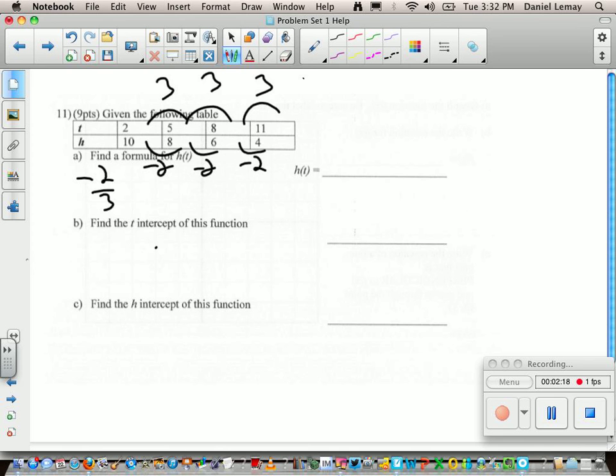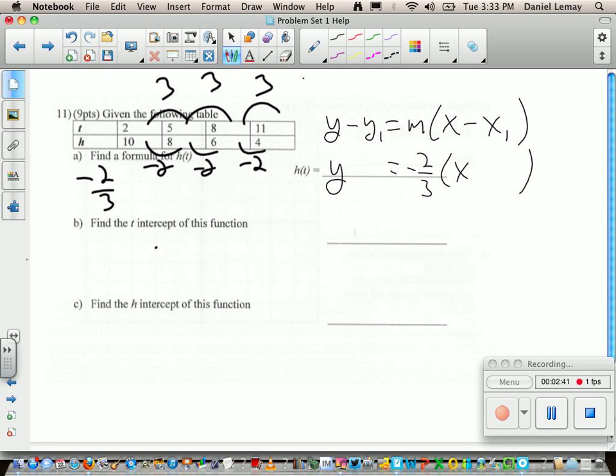Now, in the problem set I'm making you do this in point slope form. So we know point slope form is y minus y1 equals the slope times x minus x1. So we know y is y. We know the slope is negative 2/3. The only thing we have to substitute in are these x1 and y1, where we could use any of these points. I'm going to choose that one. When x is 2, y is 10. And that's the point slope form.